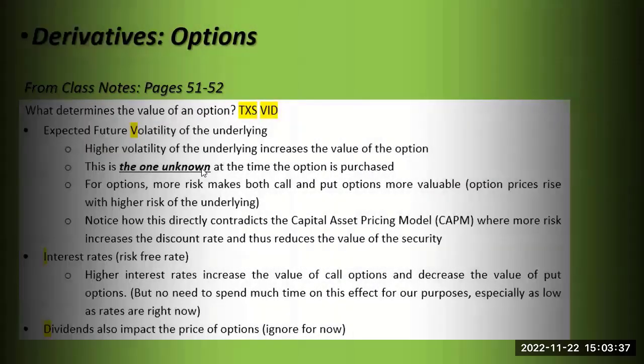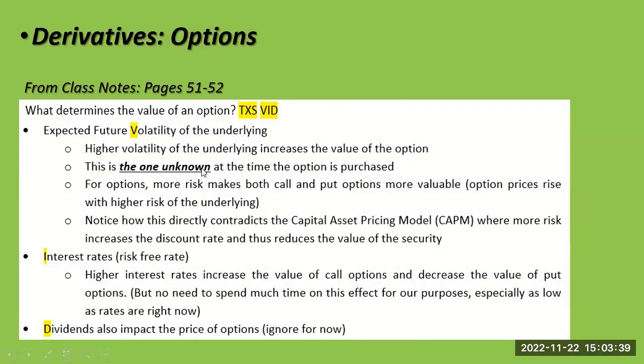And since this is the one unknown, it really is the one you're somewhat betting on. Because if you think it's too high or too low, that's really where you have some decision on whether you think the option's mispriced. Usually when we buy options, we're looking at the underlying and seeing if it's mispriced. But here, if you're wondering if the option's mispriced, you look at the implied volatility.